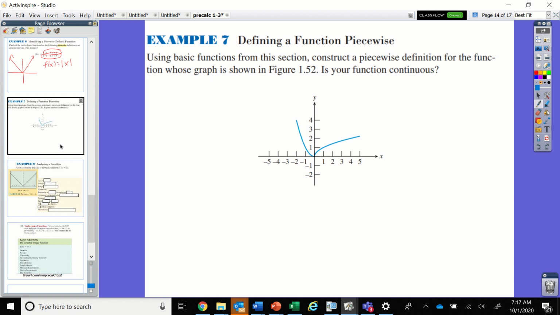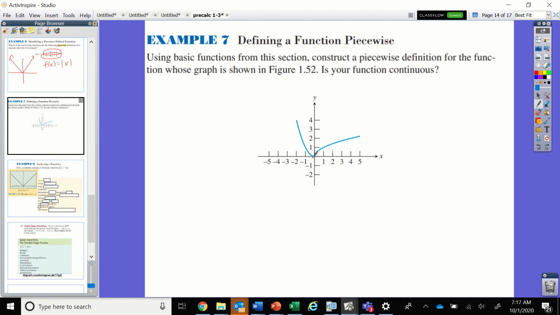So this one says, let's use basic functions to construct a piecewise definition of the function. And as you've kind of recognized, a lot of the functions, you can actually create a piecewise function out of it. And that's what we're going to do here. Now, this isn't one function, this is multiple functions.